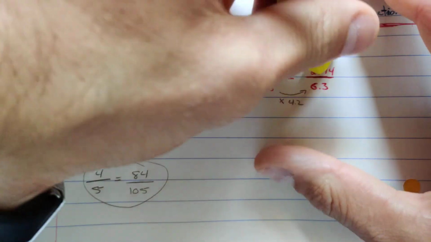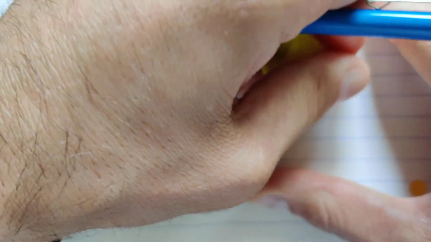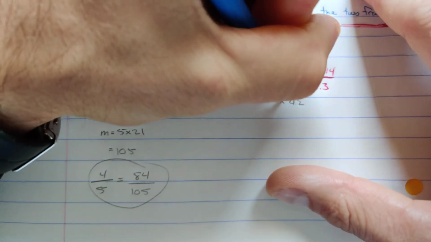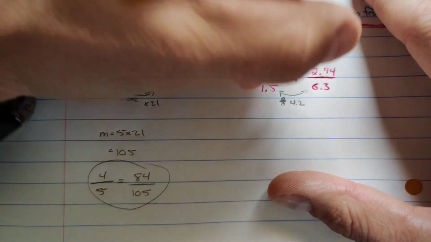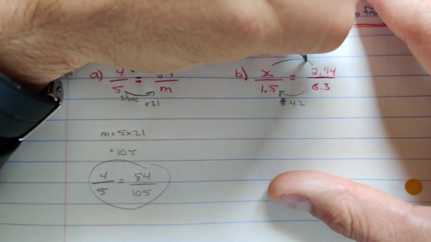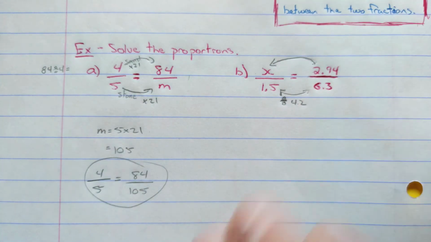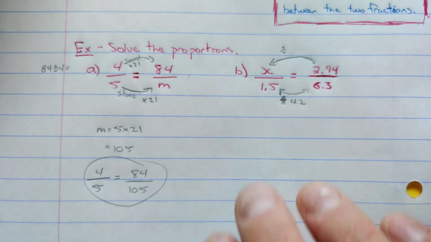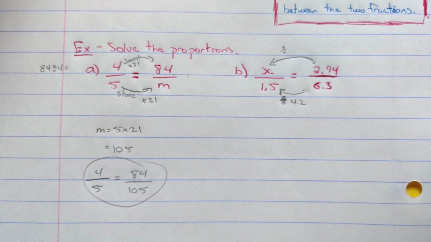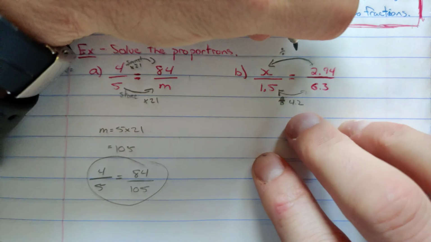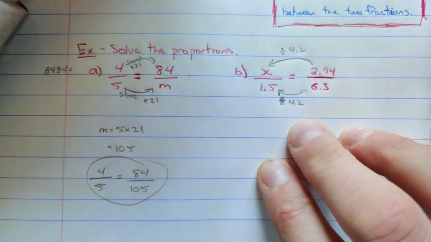Sorry, I went the wrong way on that. My arrow should have been the other way. We're going to be dividing in this case, in both cases, actually. So we're dividing 6.3 by 4.2 to go back to 1.5. We want to go back from 294 to x. So we're going to divide that one as well. 294 divided by 4.2 is going to give us 0.7. So 0.7 is our x value over 1.5 equals 294 over 6.3.